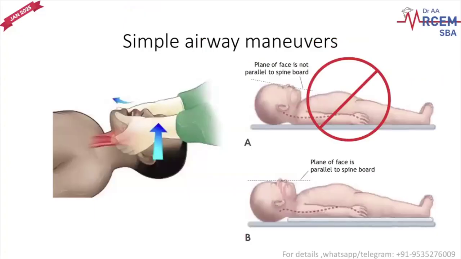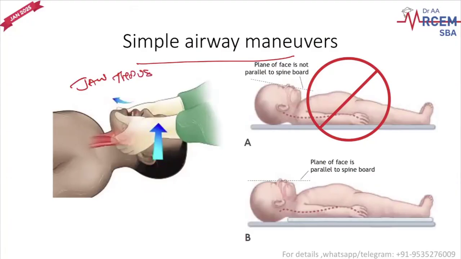Say there were some secretions, you suction them out, or no secretions were there, but still persistent added sounds are present. That means we'll assume that still the stridor, or snoring, or grunting is present. If it is still present, what will you be doing? You will be performing a simple airway maneuver. The preferred simple airway maneuver in a trauma case is the jaw thrust technique.